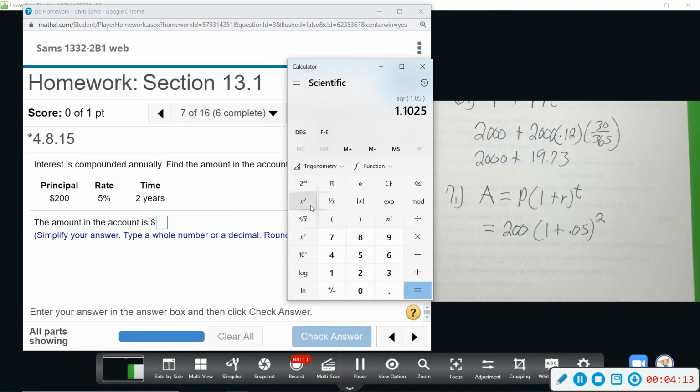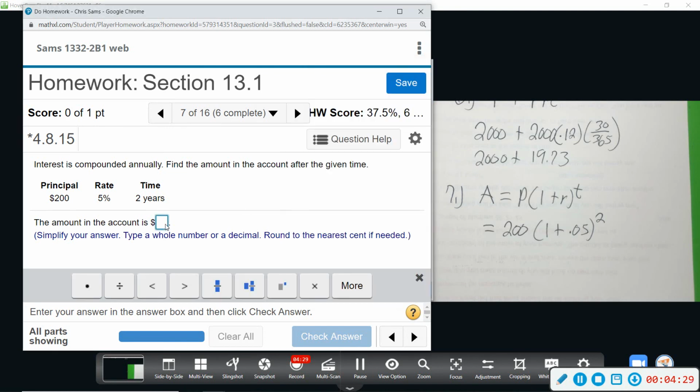And then we're going to multiply this times the 200. And that gives us $220.50. So compound interest gives you the final amount altogether, like it does the interest and the amount added all in one.